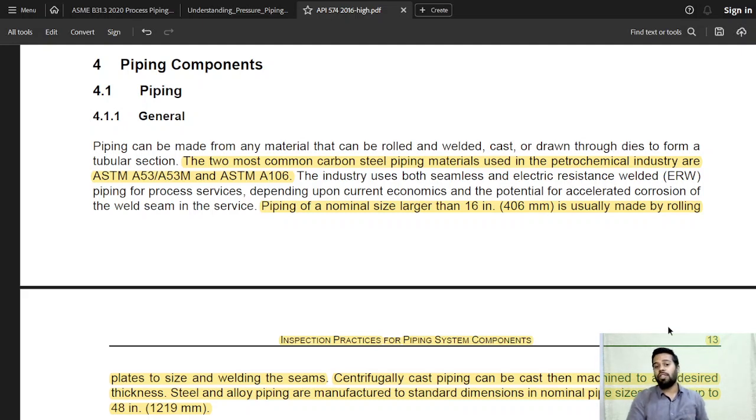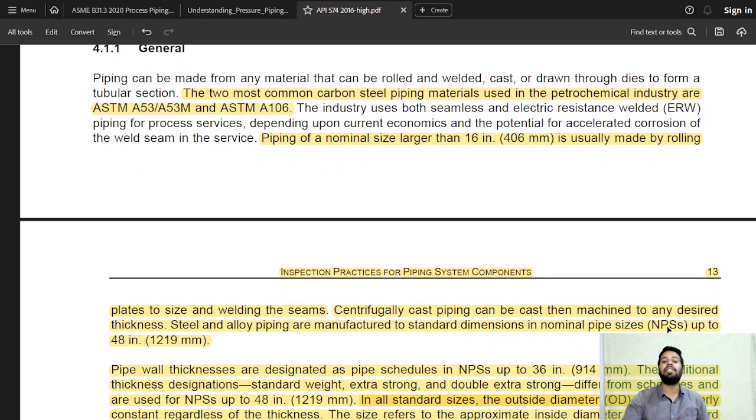In section 4, the most common carbon steel piping materials used in petrochemical industries are ASTM A53 and A53M and ASTM A106. Industry uses both seamless as well as electric resistance welded piping for process piping. The piping of nominal size larger than 16 inches is usually made by rolling plates to size and welding the seam. So you'll have a plate, you'll roll the plate, and on the long seam you'll be doing the welding operation. This is generally the manufacturing process for pipes greater than the nominal size of 16 inches.